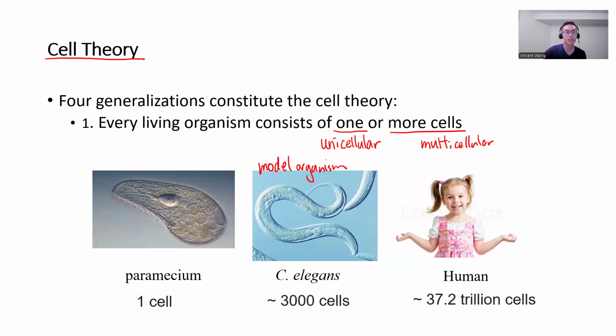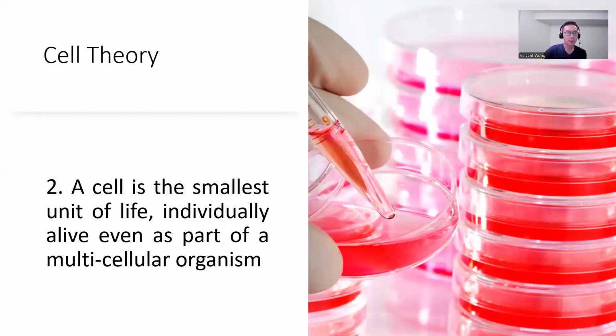So first part of the cell theory, every living organism consists of 1 or more cells. Second part of the cell theory goes like this. A cell is the smallest unit of life, which is what I told you at the beginning, right? It retains all the properties of life, and they are actually individually alive as part of a multicellular organism in some cases. So each of our trillions of cells, they are individually alive.